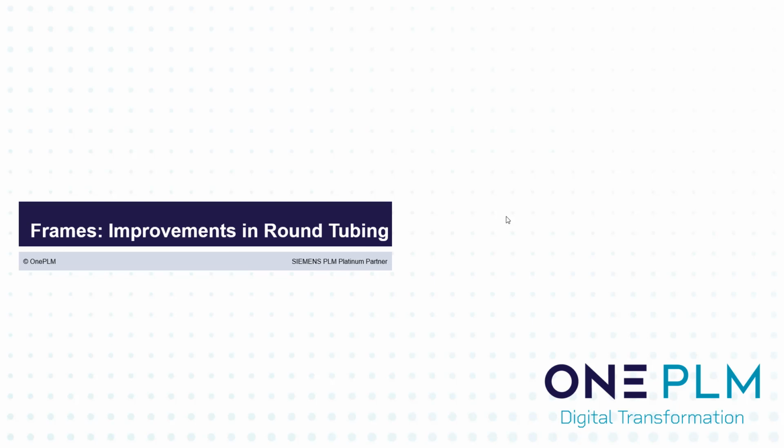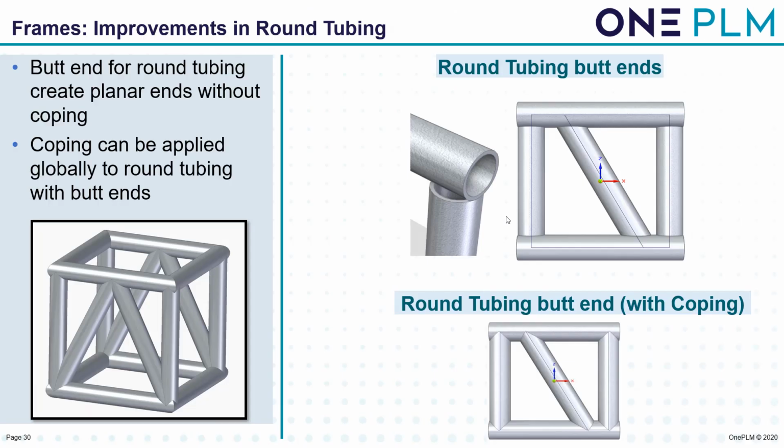So, improvements on the frames. We've got lots of improvements on the frames. Implementing round tubing: the button for round tubing will create planar ends without coping. But when we apply the coping to the round tubes, it can be applied globally to all of the buttons on that part. You can see how that's going to cope really nicely into those parts.